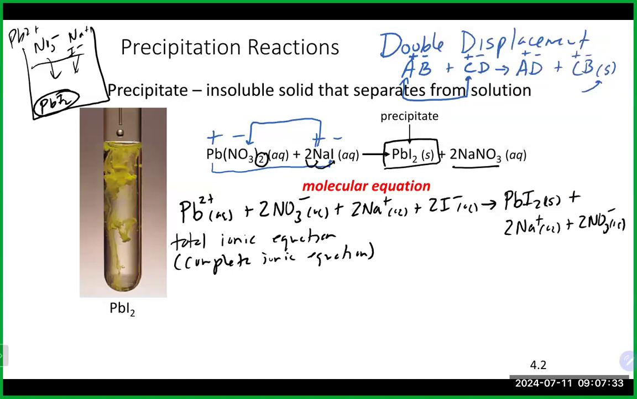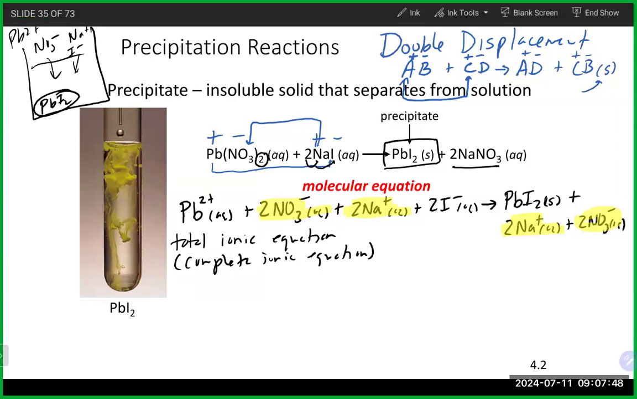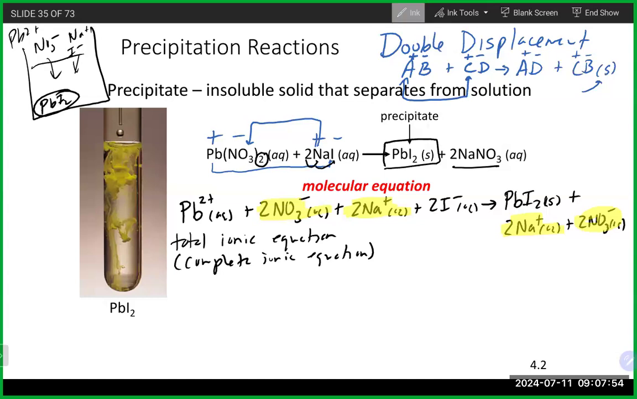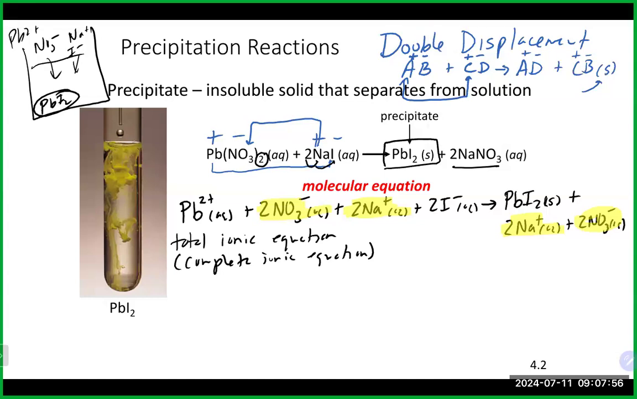So for example, we have 2 sodium ions on the left and 2 sodium ions on the right. We also have 2 nitrate ions on the left and 2 nitrate ions on the right-hand side. They are exactly the same. You have the exact same amount of those ions. And by the way, if you don't have the exact same amount of those ions, you probably screwed up in your balancing part of it, just so you know. These guys are what are referred to as spectator ions.